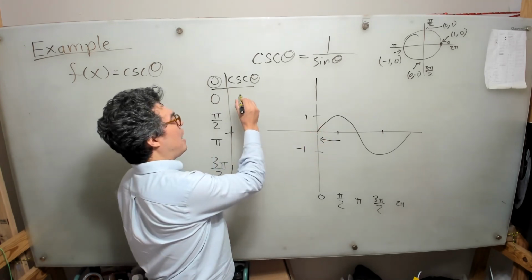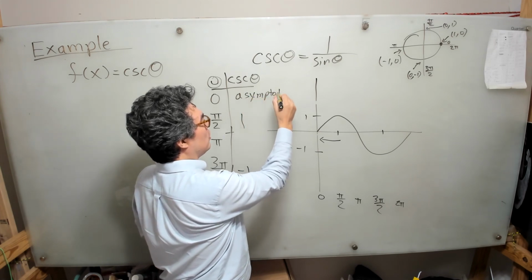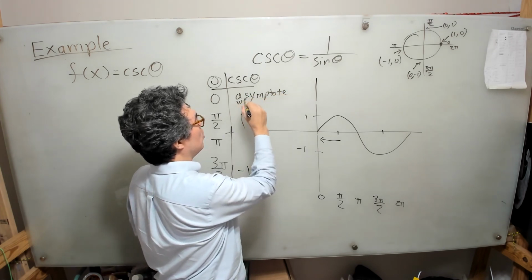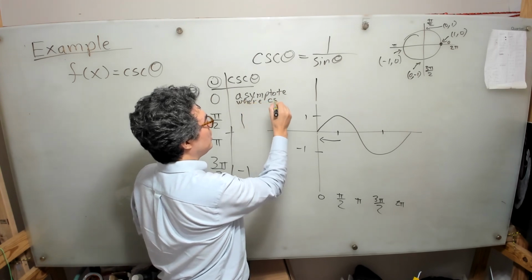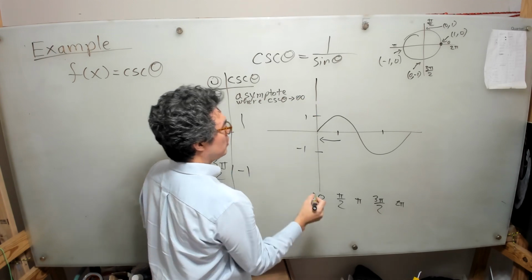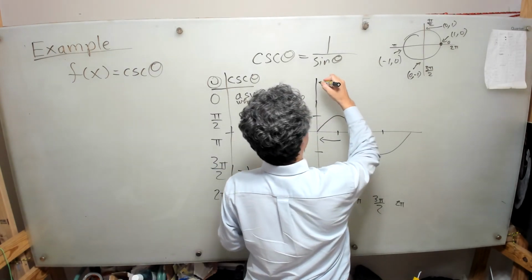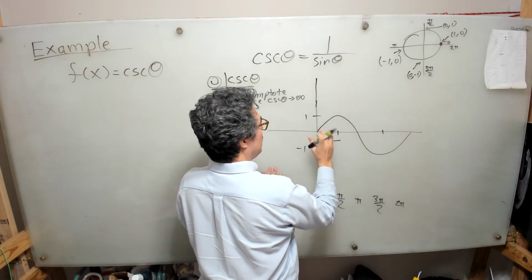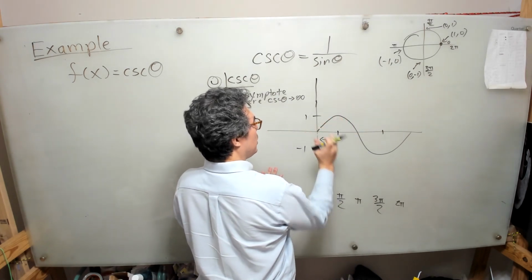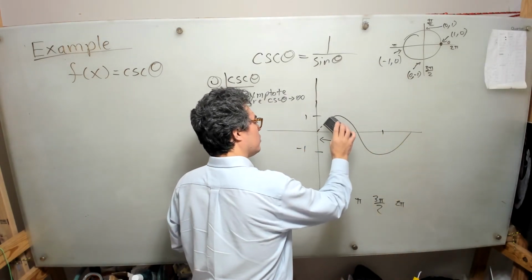So we're going to have an asymptote where the cosecant of theta is going to go towards positive infinity. In other words, the graph of the cosecant of theta. So let me make this sine graph into a dotted line so that we can, I'll tell you why I'm doing this in a second.